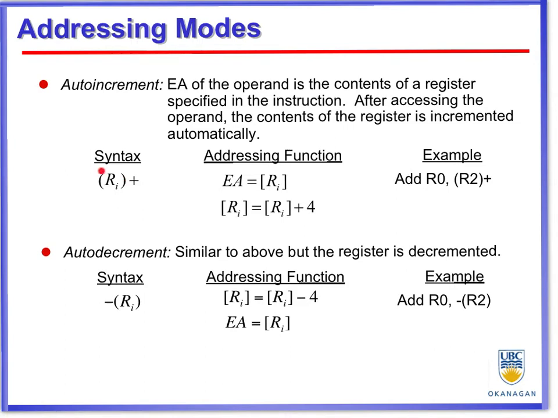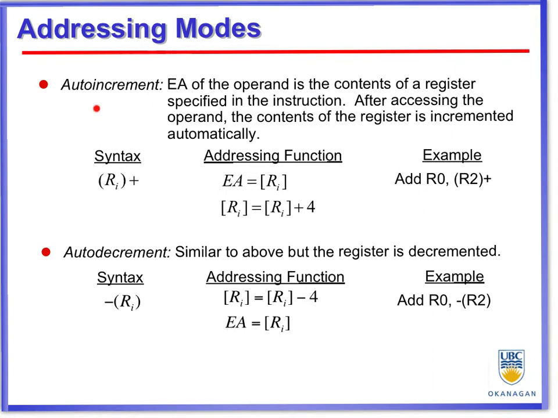Okay, so the parentheses mean the effective address of the operand is in the register. The operand itself is not in the register. The memory address where it lives is in the register. So in this addressing mode, the processor is going to go to register Ri, read what's in it and interpret it as a memory address, and then go to that address in memory and get the operand from there.